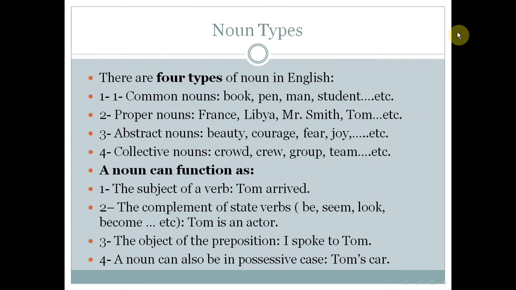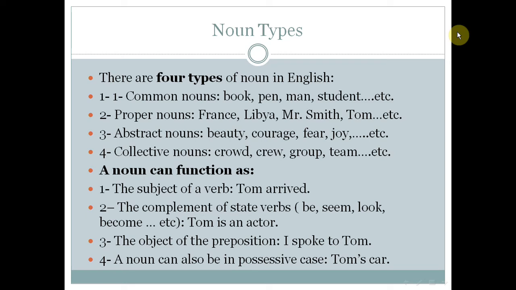Noun types. There are 4 types of noun in English. Number 1, common nouns: book, pen, man, student, cat, car, tent, sky, plane, for example, door, many common nouns that surround us.